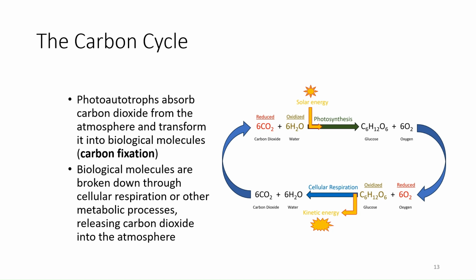And you can see here that this is a cycle. So we need to have a balance between the amount of photosynthesis and cellular respiration, or we run into a buildup of one of these components in this cycle.